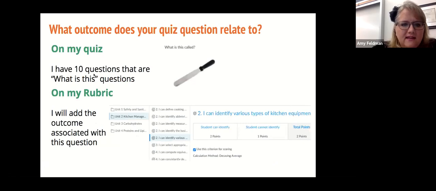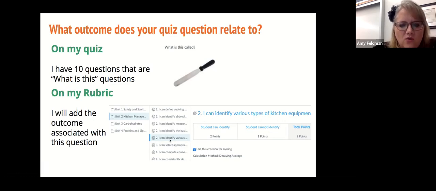And then I look at my quiz. Here are my outcomes that I typed into Canvas. Do you see them on the bottom here? Here are my outcomes. I want to decide which outcome I am going to put on the quiz rubric. So I know in my quiz, I have 10 items that they have to tell me what these items are called. So I have 10 questions, what is this?